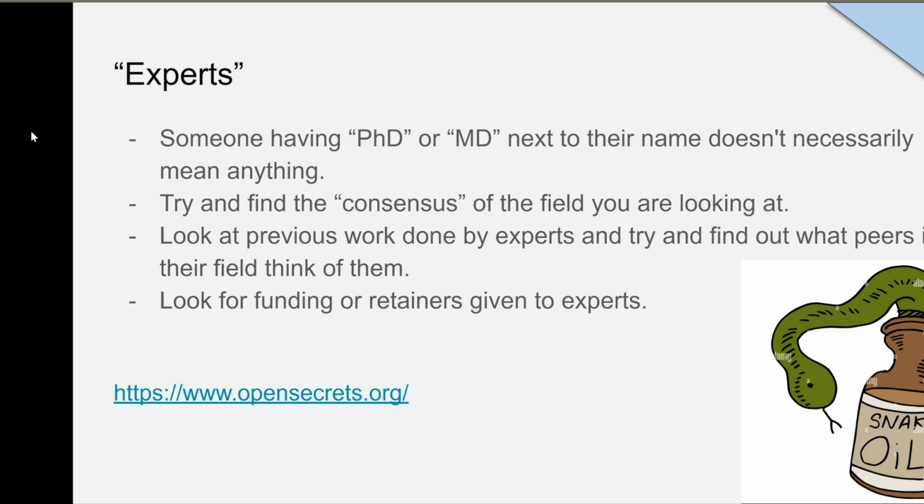Look for funding or retainers given to experts. Unfortunately, some scientists are complete shills and are paid large amounts of money to produce inaccurate research for corporations or other interest groups. That way, the companies can point to a study and not technically be lying when they make an outrageous claim. Remember that this is only a tiny, tiny minority of scientists and researchers, but it only takes a few to create misinformation that can then be boosted and reach large numbers of people.